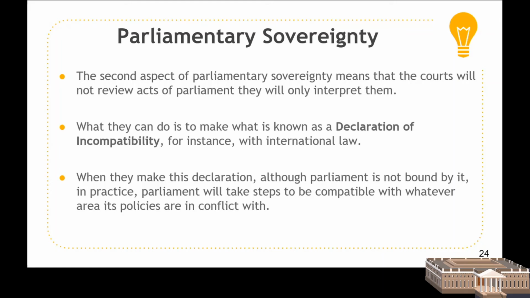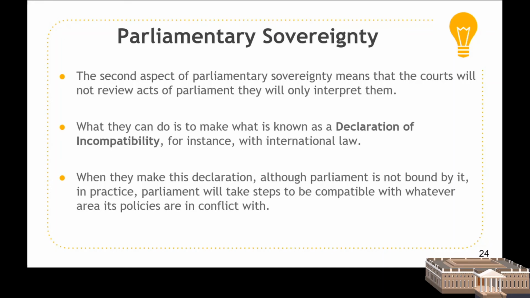When they make this declaration, although Parliament is not bound by it, as we said, in the Caribbean, the courts would bind and limit Parliament. But when the courts make this declaration in the UK, although Parliament is not bound by it, in practice, Parliament will take steps to make it compatible with whatever areas the policy may have a problem. So what would they do? If the courts declare that it was incompatible with the international conventions that they signed on to, the agreements they made, then they would consider that and adjust their policies through their local legislation to fall in line. But they are not bound to do so.